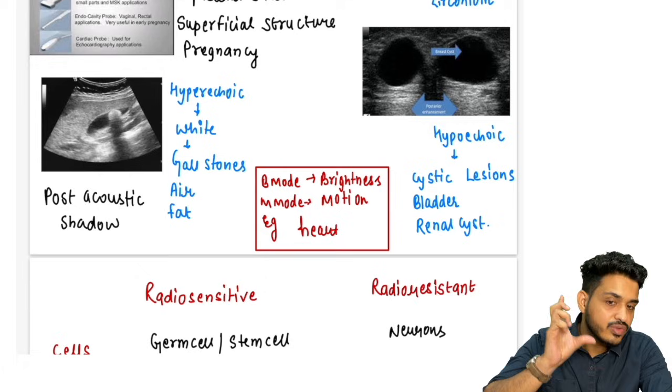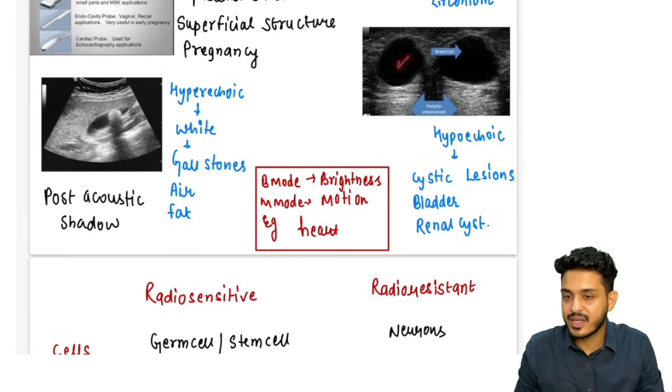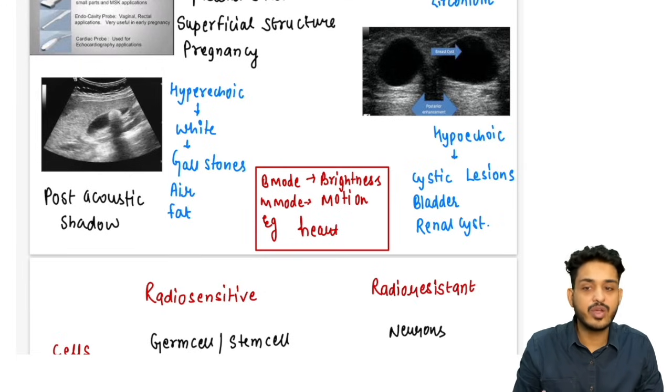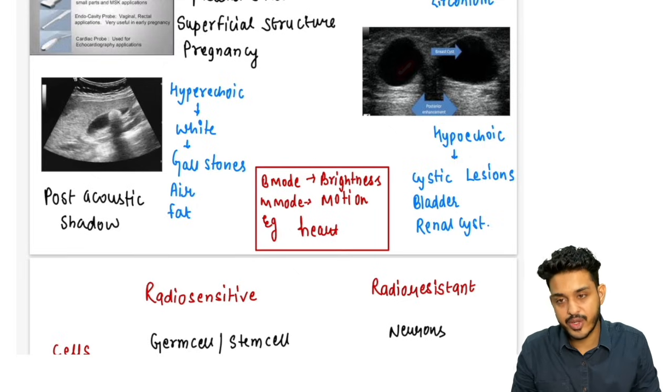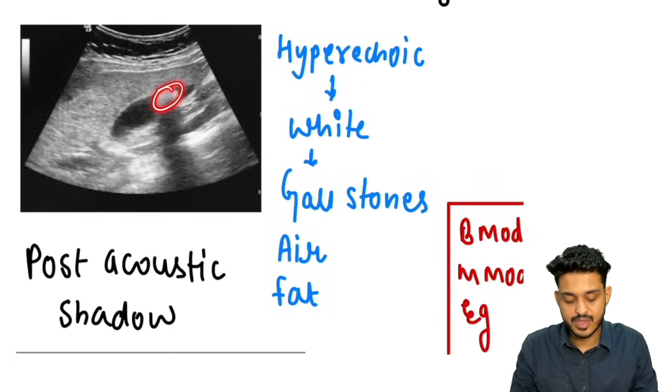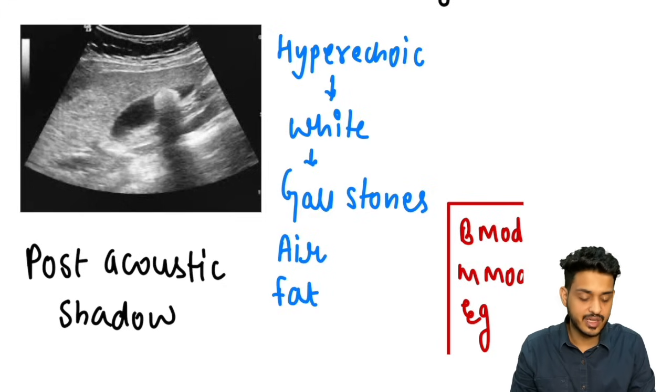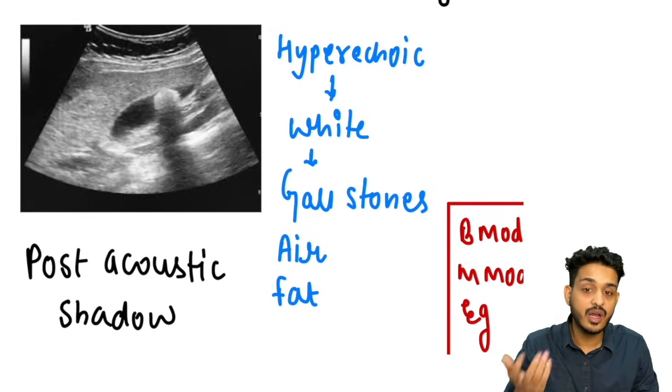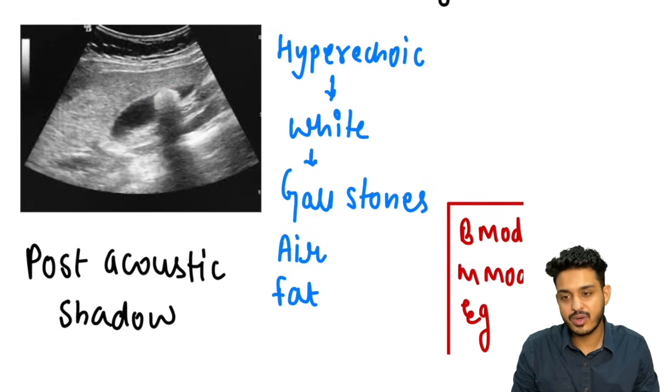Whenever you are having fluid anywhere, it is going to appear what? Black. It is going to appear hypoechoic. It is going to appear what? Hypoechoic. Whenever you are going to have something like stones or air, it is going to appear what? It is going to appear white on ultrasound.